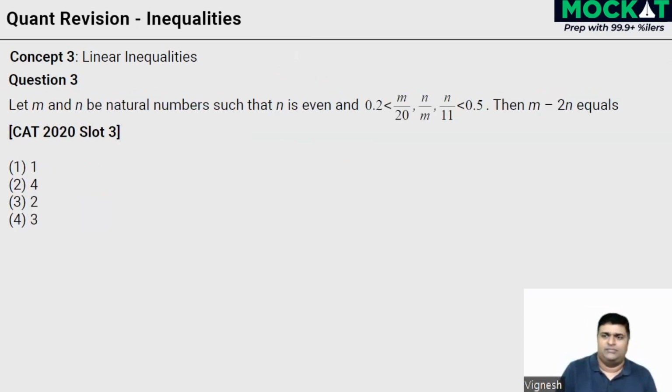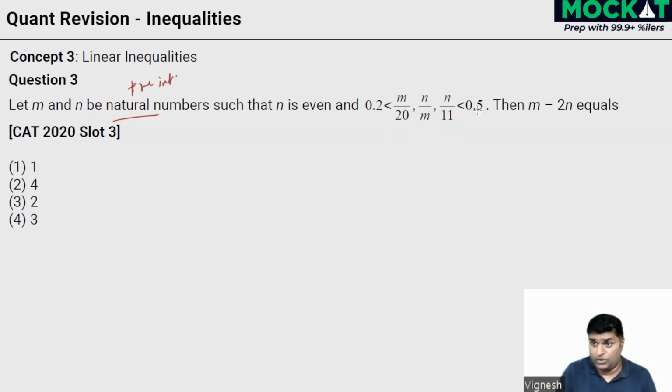Moving to another one, pertaining to two variables over here, m and n, and we have an inequality, a slightly different kind of inequality. We have 0.2 less than a bunch of it less than 0.5. And what else? M and n are natural numbers, which means positive integers.